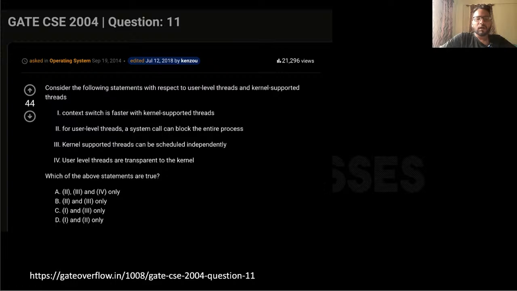Okay. Now let's solve some of the GATE questions so that we get more confidence. Let's see what these questions are saying. Just spend some time solving these questions. Consider the following statements with respect to user level threads and kernel supported threads. Context switch is faster with the kernel supported threads. Is this true?